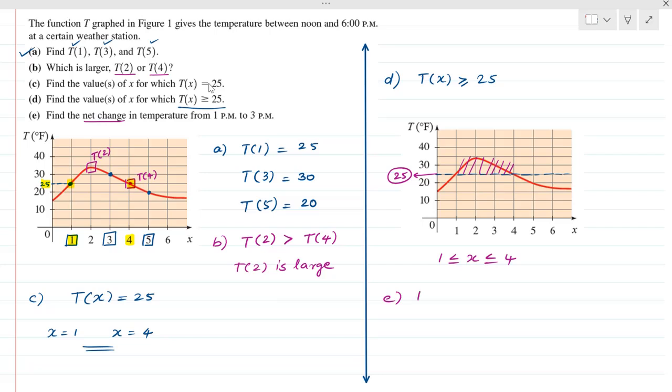Now the last one is the net change of the temperature between 3 and 1. How will you find the net change? Net change is equal to f of b minus f of a. So f of 3, that is T of 3, since here the function is T. So T of 3 minus T of 1. What is T of 3? T of 3 equals 30 from the graph. What is T of 1? It equals 25. So the net change will be 5.